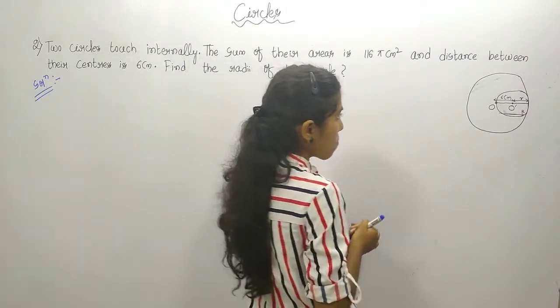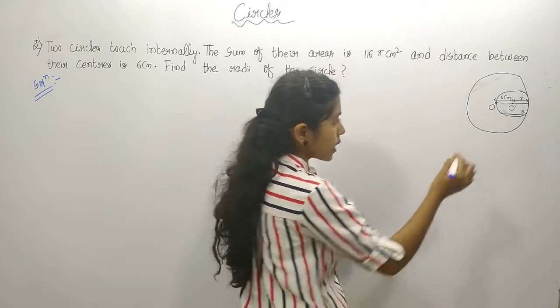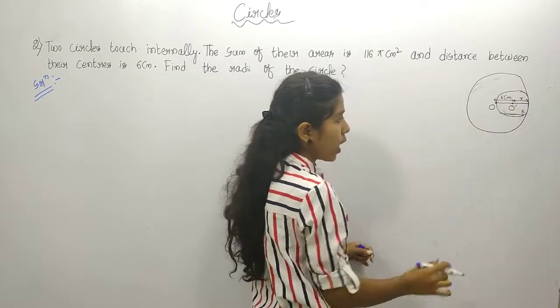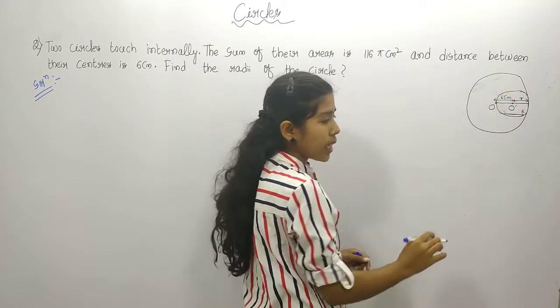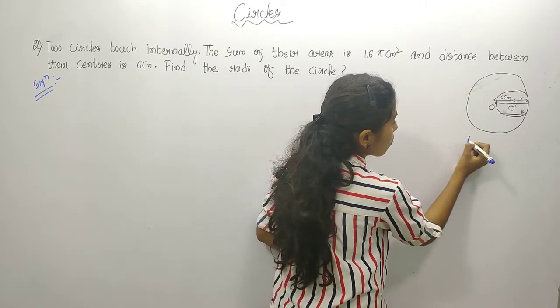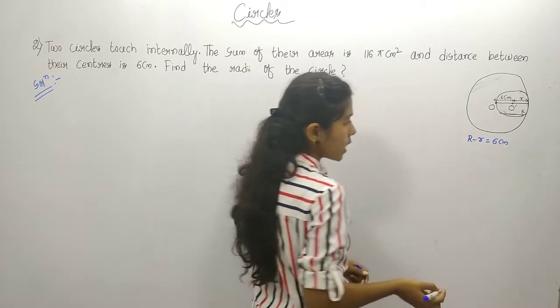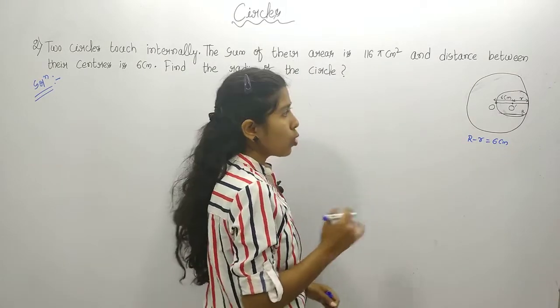So you see, the distance between the centers: this is the capital R, this much is the small r. The distance between their centers is 6 cm. Means what? Capital R minus small r equals 6 cm, which is given in the question.